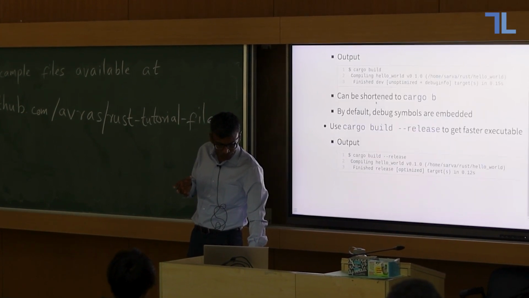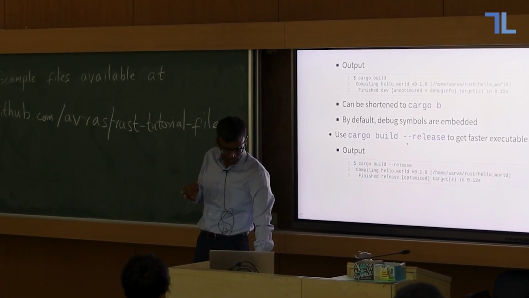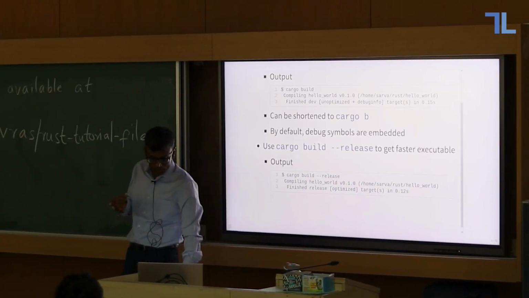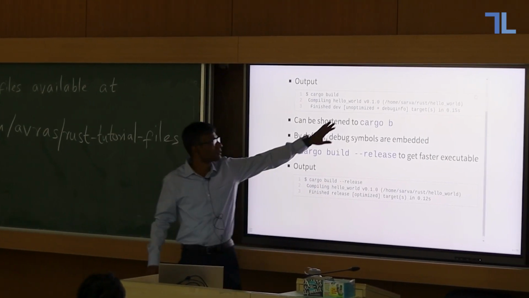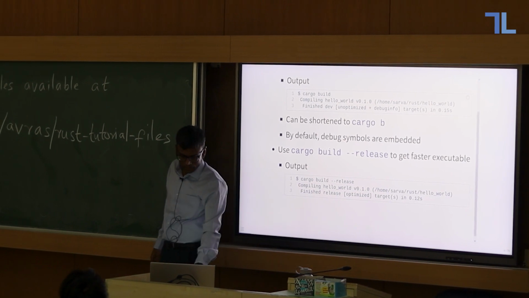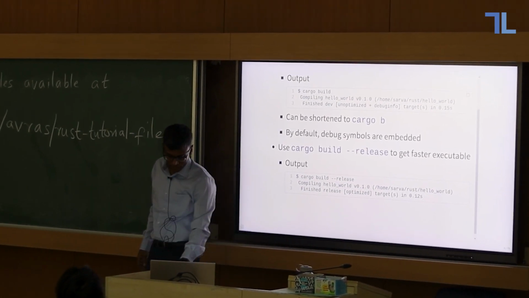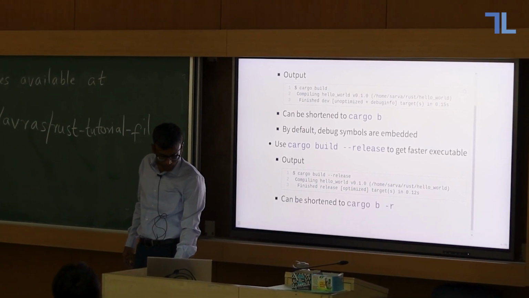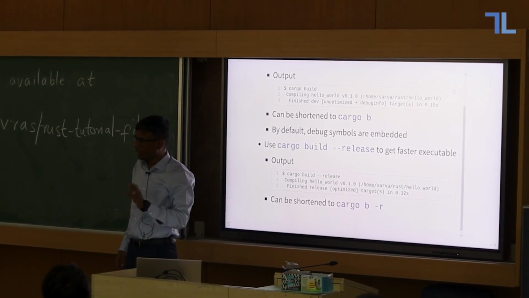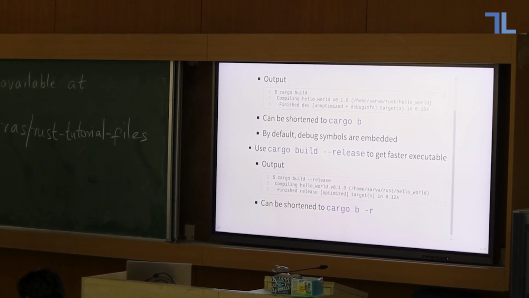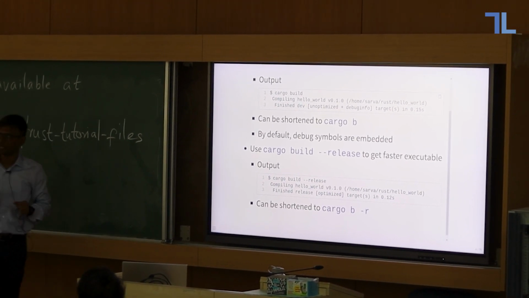And the output of cargo build --release will be the same as cargo build, except that now it says optimized. See, it's unoptimized and debuginfo there; that is missing, and it just says optimized. It's an optimized build. And this also can be shortened to cargo b -r. So if you're tired of writing cargo build --release every time, you can just say cargo b -r.